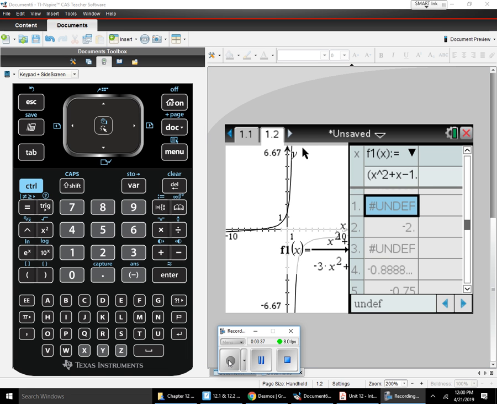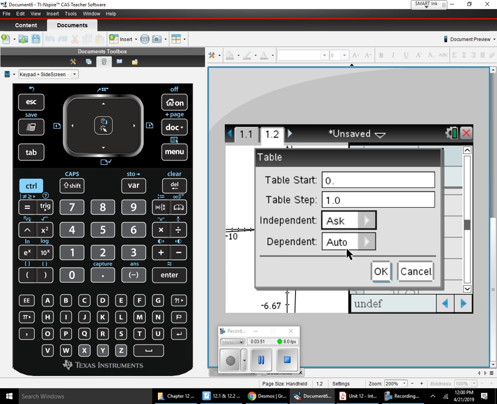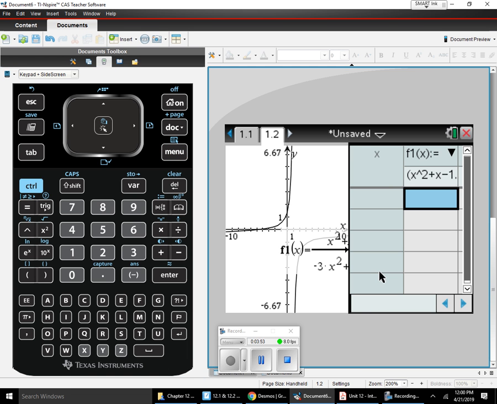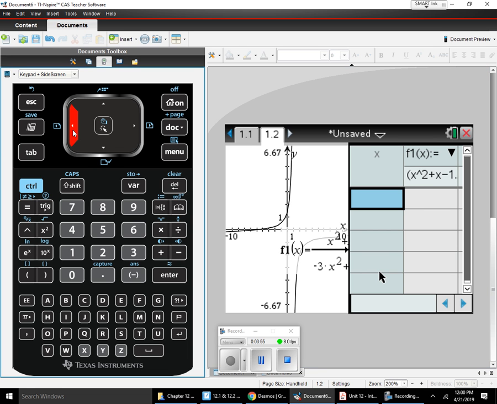Note that 3 is not in the domain. The function itself is undefined at 3. So we can't just look at the table, unfortunately. We have to change it up a bit. So menu table, I'm going to change this to ask. All right. So what's going on as we get close to 3?